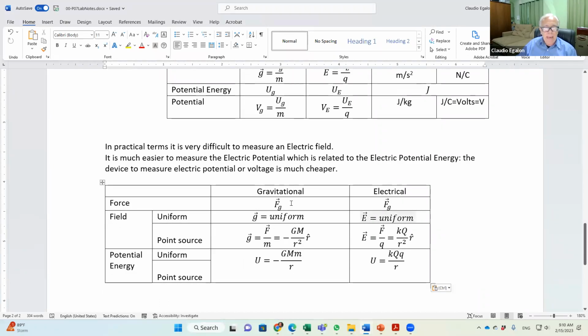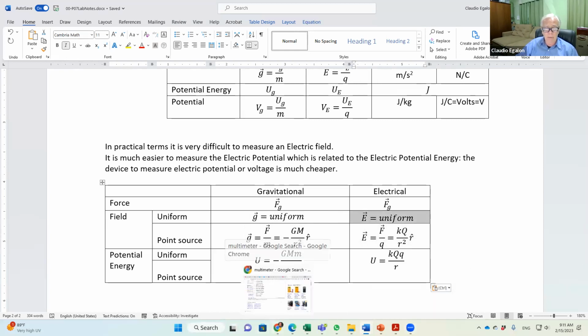In the case of a uniform field, it's just like the gravitational field that we find nearby the surface of the Earth. The value of g is downwards 10 meters per second squared. We can also produce a uniform electric field. We didn't get to that yet, but we're going to get to that next time.